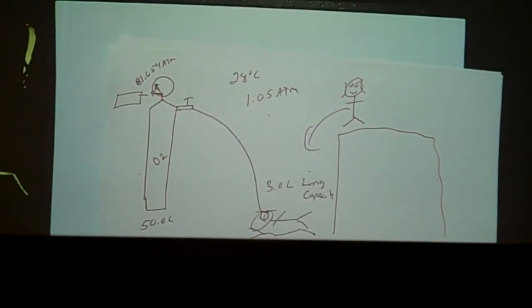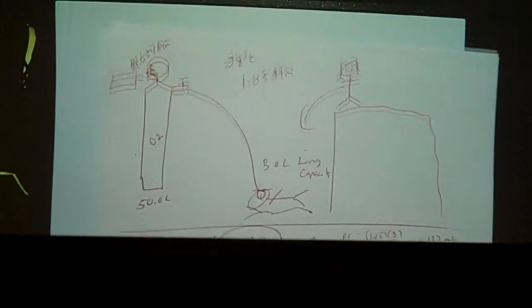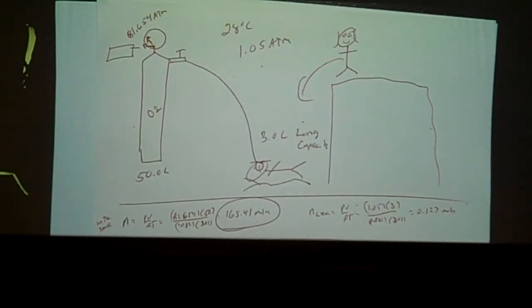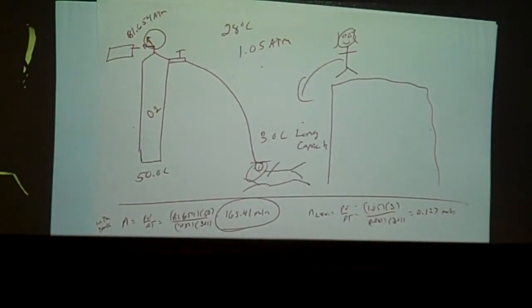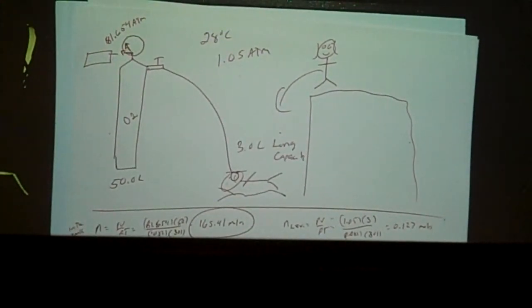Is that clear? Yes. Well, what does that correspond to as a pressure? Well, pressure is equal to number of moles, 165.284, times R, 0.082, times temperature, 301, divided by the volume of the container, 50, because it's a rigid container, it doesn't change. That gives me 81.591 atmospheres.